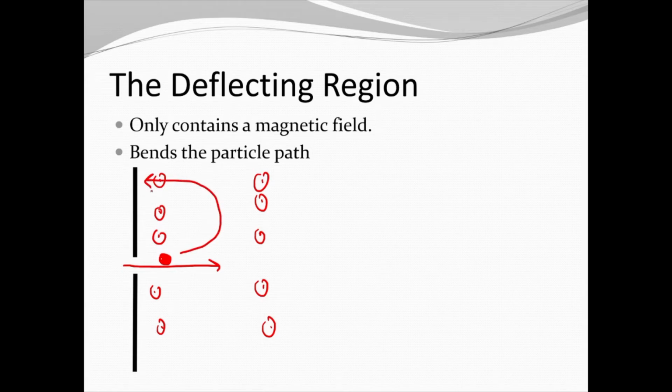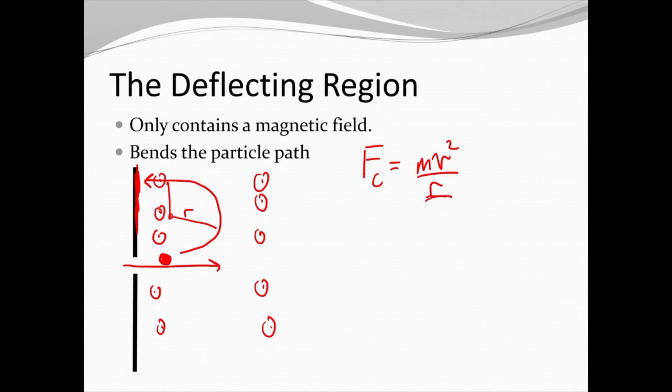The idea behind the deflecting region is that the particle will curve and then collide back to here, and here, on this part, we'll have a sensor to detect the particle. Based on the radius of this path, we can calculate the mass of the particle. Because if you remember from circular motion, the centripetal force is mv squared over r.